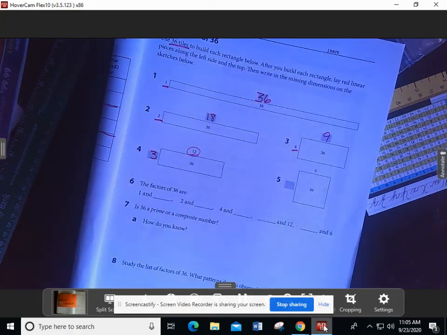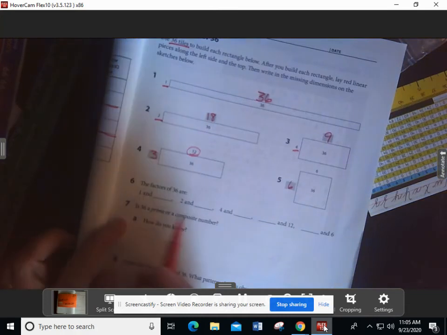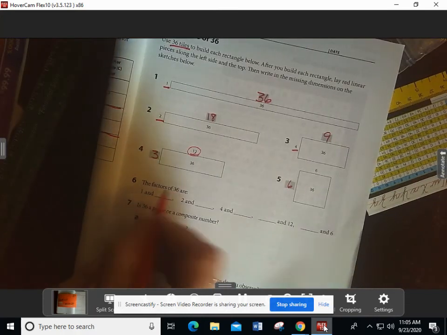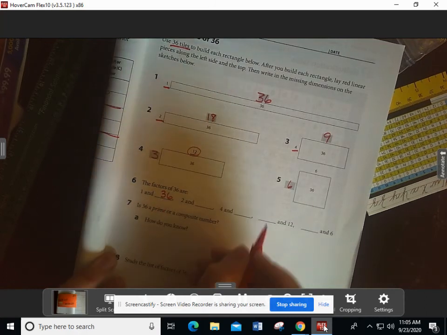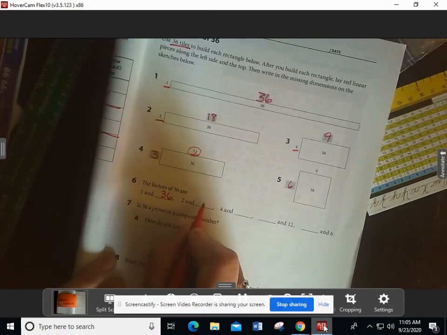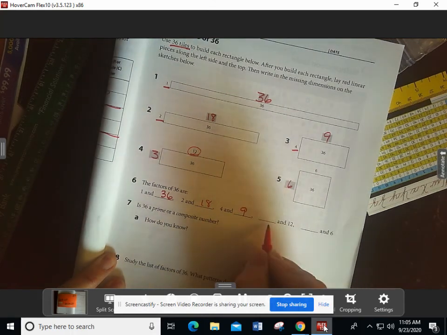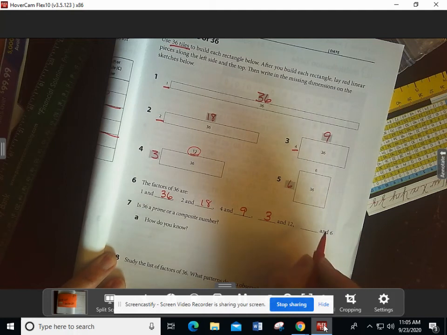Okay, this shouldn't take us very long. So here we go. We were told this is 6. So now we have to list the factors. Everybody's going to shout out as we go through this. 1 and 36. 2 and 18. 4 and 9. 3 and 12. 6 and 6.